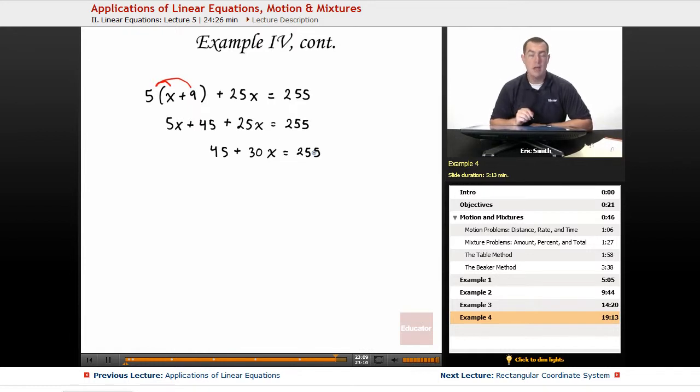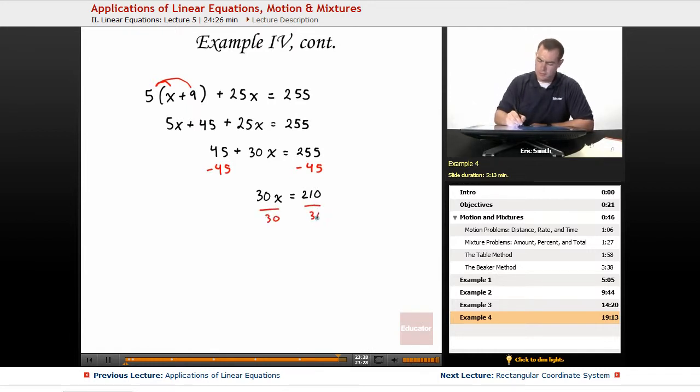Looks good. Okay. Subtract 45 from both sides so you can get that x a little bit isolated. And finally, let's go ahead and divide by 30 to see if we can figure out what that x is. So x is equal to 7. Now, into the context of this problem, well, x represents the number of quarters we have. So we have 7 quarters.